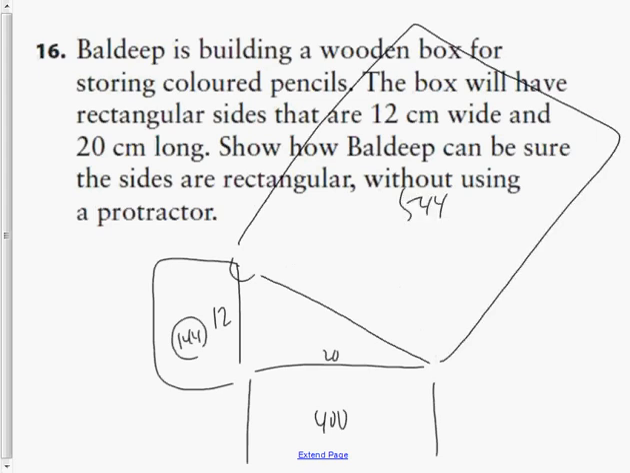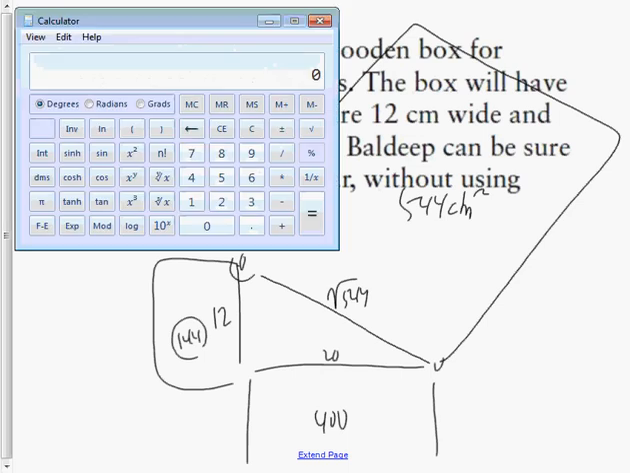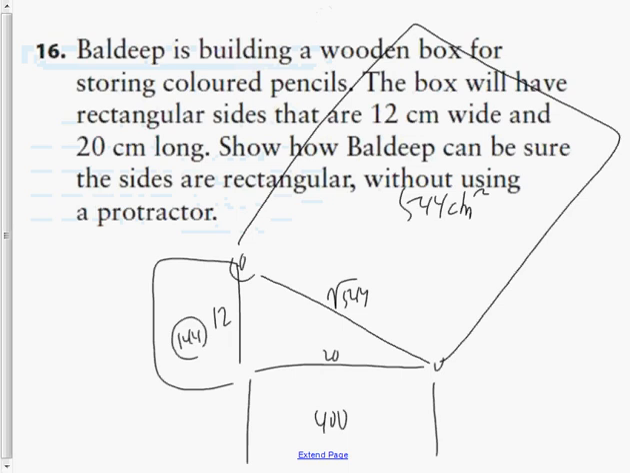544 square centimeters, right? And if it's 544 square centimeters, then the diagonal would have to be the square root of 544, which is approximately, oh, that's not the right number, 544, approximately 23.3 centimeters long.